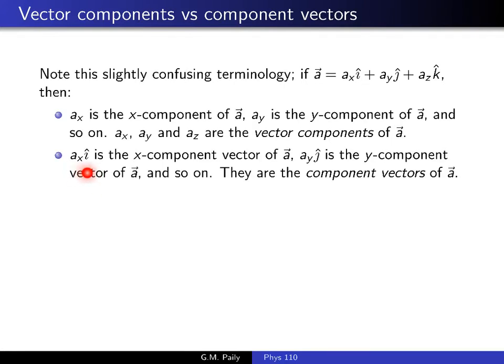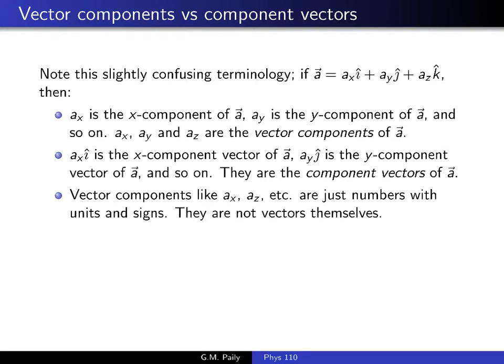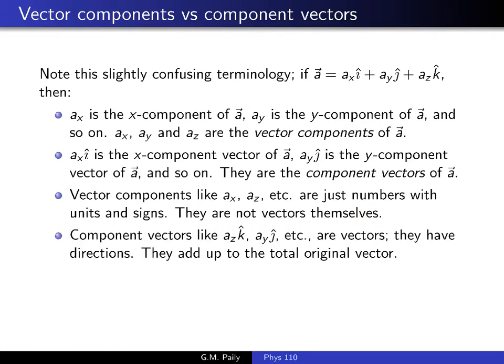But once we multiply it by i hat and j hat and k hat and so on, ax i hat is the x component vector. So ax i hat, ay j hat, and az k hat are collectively known as the component vectors of A. Vector components like ax, az, etc. are just numbers with units and signs. By themselves, they are not vectors. The component vectors, however, do carry a vector.